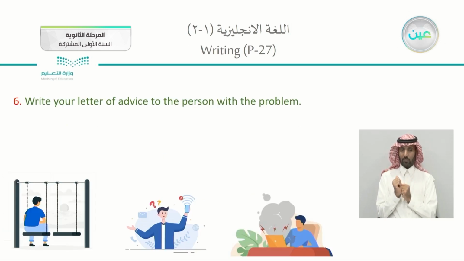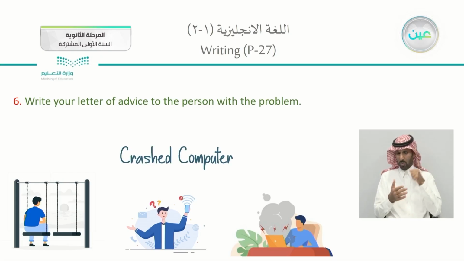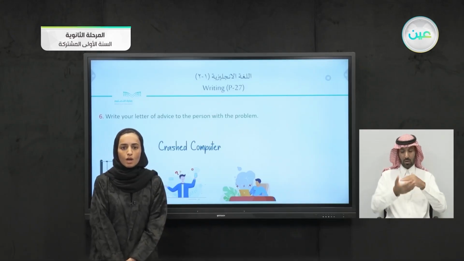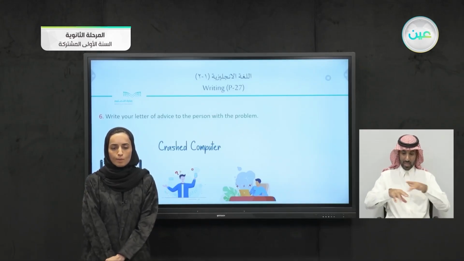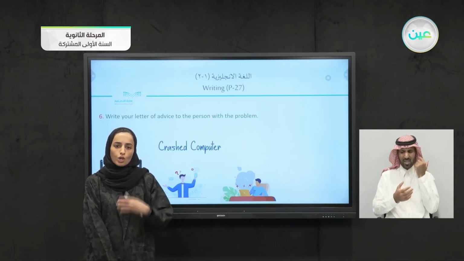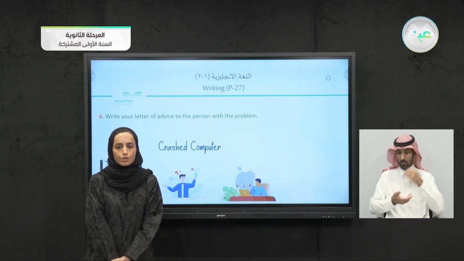Okay, let's go into your book's page 27. Here we're having number 6. Write your letter of advice to a person with a problem. Now we will come up with a problem. One of the problems on page 27 is that someone is having a crashed computer. He will tell us about the problem. His computer crashed and he lost his emails. So we are going to try to help this person.